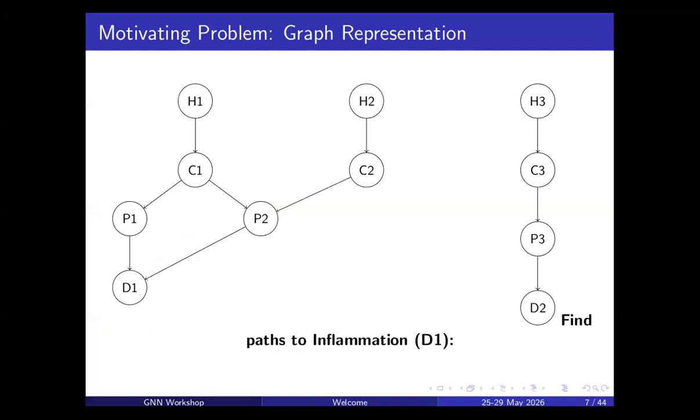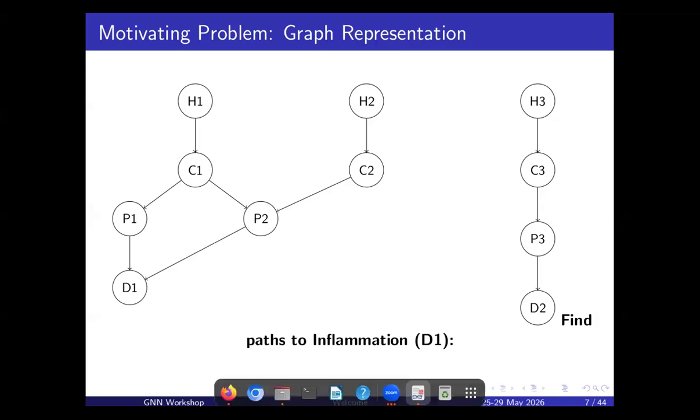The other option you can have is, based on the table relations you have, you can convert it into a graph where the diseases, compounds, proteins, and herbs will be the nodes and their interactions can be represented through edges. For example, H1 interacts with C1, C1 interacts with P1 and P2, then P1 interacts with D1, P2 interacts with D2. All these relations you can now capture as a graph.